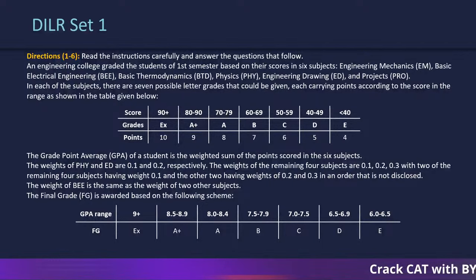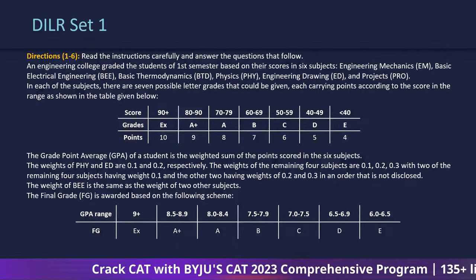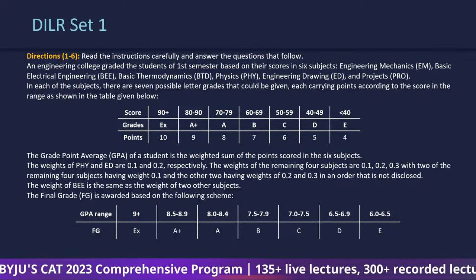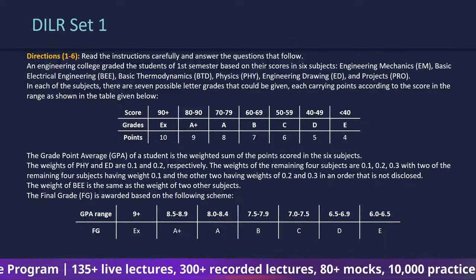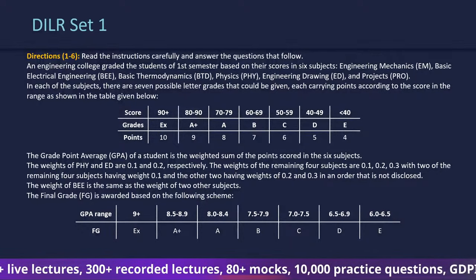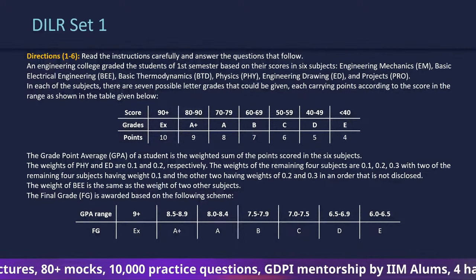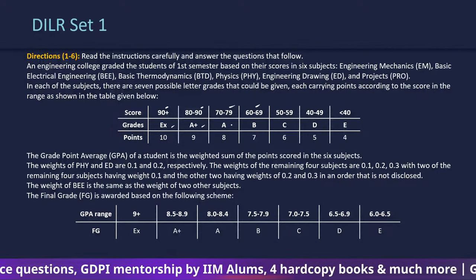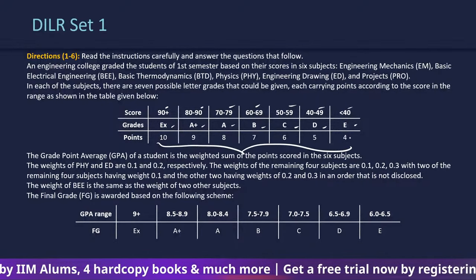An engineering college graded the students of first semester based on their scores in 6 subjects: engineering mechanics, known as EM, basic electrical engineering, known as BEE, basic thermodynamics, BTD, physics, PHY, engineering drawing, ED, and projects, PRO. In each of these subjects, there are 7 possible letter grades that could be given, each carrying points according to the score in the range as shown in the table given below. So depending upon the scores, certain grades are given, those are letter grades, and they mean certain points.